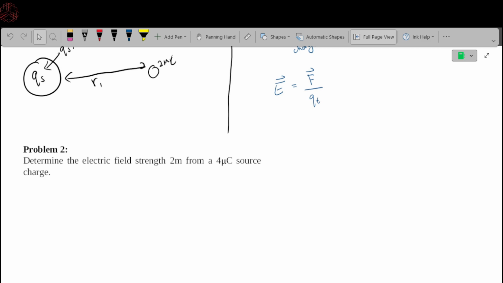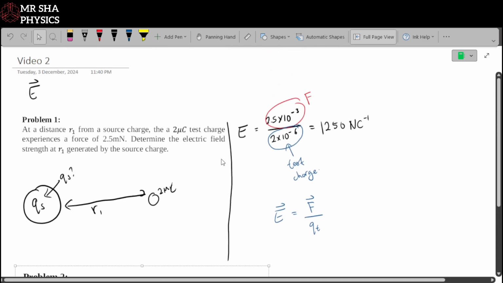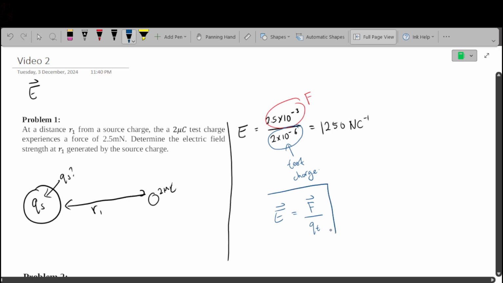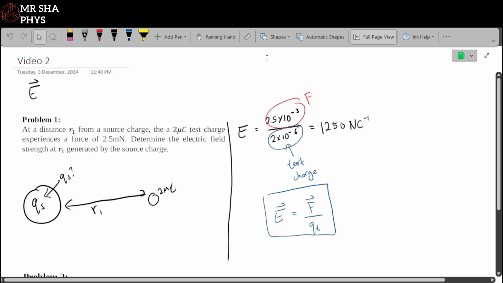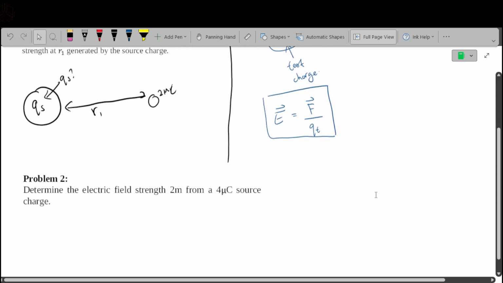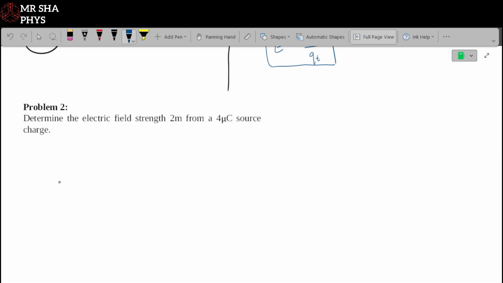So previously, I don't know the charge of the source charge, but I can put a test charge and measure how much force it experiences. The result was that the electric field is equal to the force divided by the charge of the test charge. Now we can extend that to answer the second problem: determine the electric field strength 2 meters from a 4 microcoulomb source. So how do we do this?